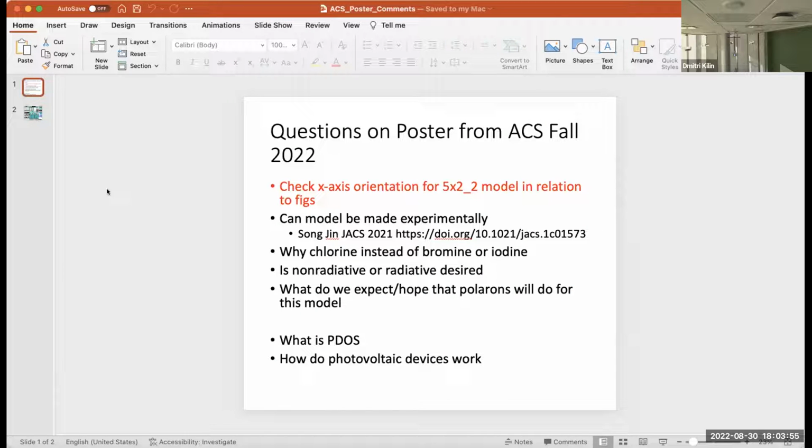And for the handful of people that asked about future directions, they were wondering what we would expect pole runs to do for us, which I mainly talked about how they can be IR emitters, allow for IR emission. And then I just got a lot of basic questions like what is PDOS? How does a photovoltaic cell work? I had one person that literally had me walk them through a photovoltaic cell, like how the diodes work and how current works. Those were the major things that I got from comments during my presentation.